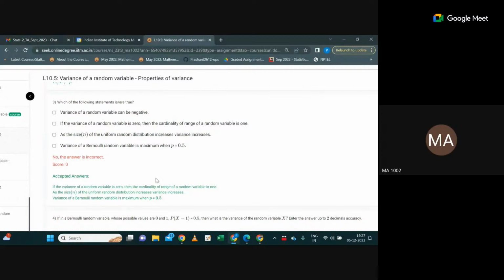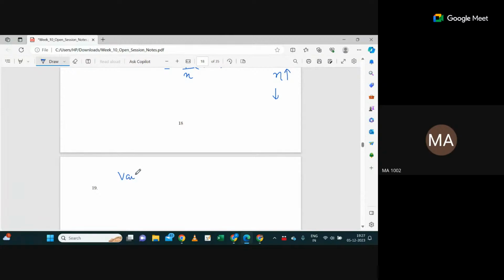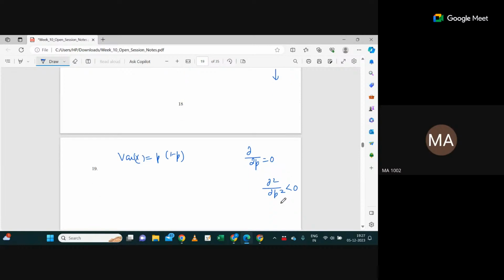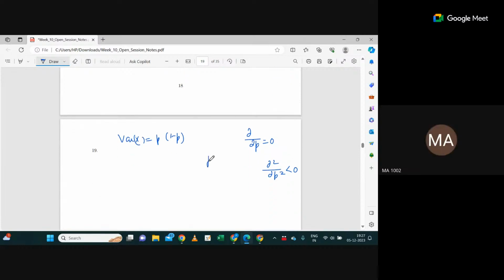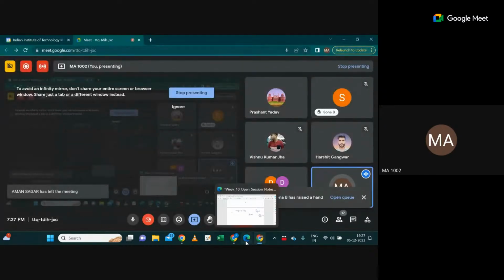Variance of a Bernoulli random variable is maximum when p is equal to 0.5. Is this true? Yes. You can simply do it like this, because the variance of a Bernoulli random variable is nothing but p into 1 minus p, right? Then we can check the maximum. How do we find the maximum? We have to find the derivative and equate it with 0. And if you find the second derivative, it should be less than 0. Then that is the maximum, right? So if you calculate, at p equal to 0.5 it should be the maximum. Do you have any query?